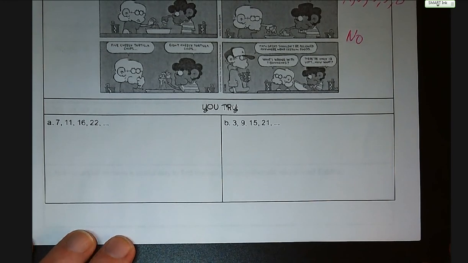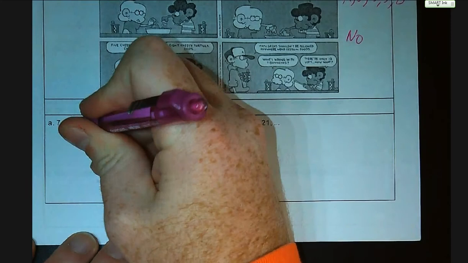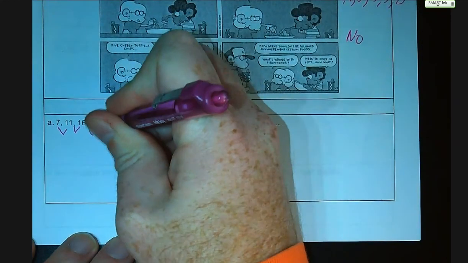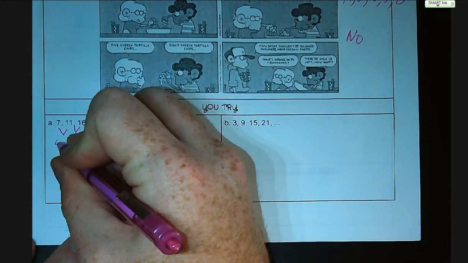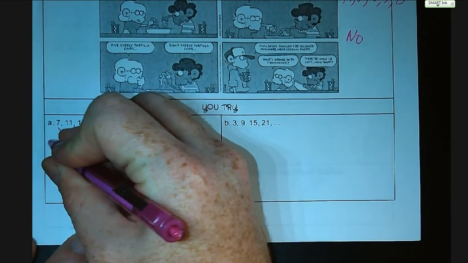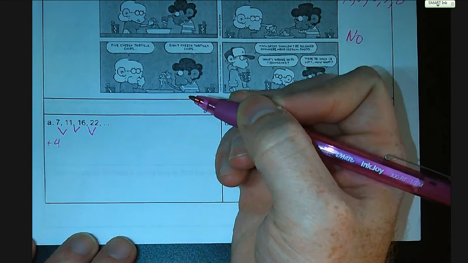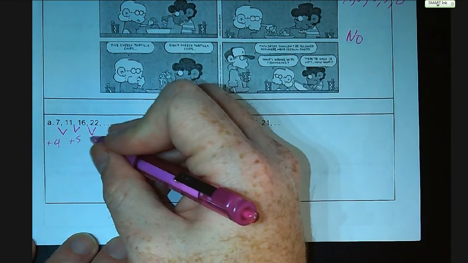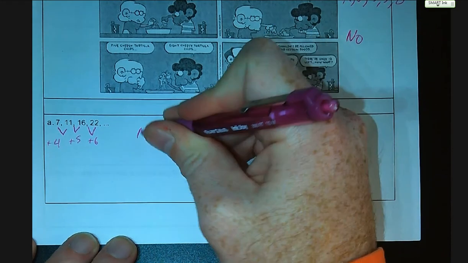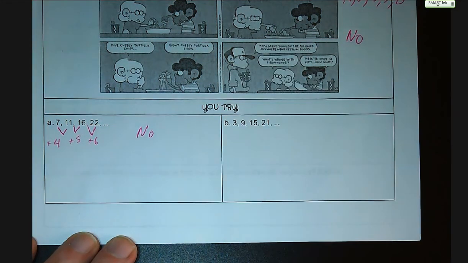All right, so you guys are going to try the next section. See if you can do A and B. All right, for A, we had 7, 11, 16, and 22. So to go from 7 to 11, we would add 4. 11 to 16, we're going to add 5. And 16 to 22, we're going to add 6. So there is a pattern, but not what we're looking for. They do not have a common difference. We would need all of those numbers to be the exact same.